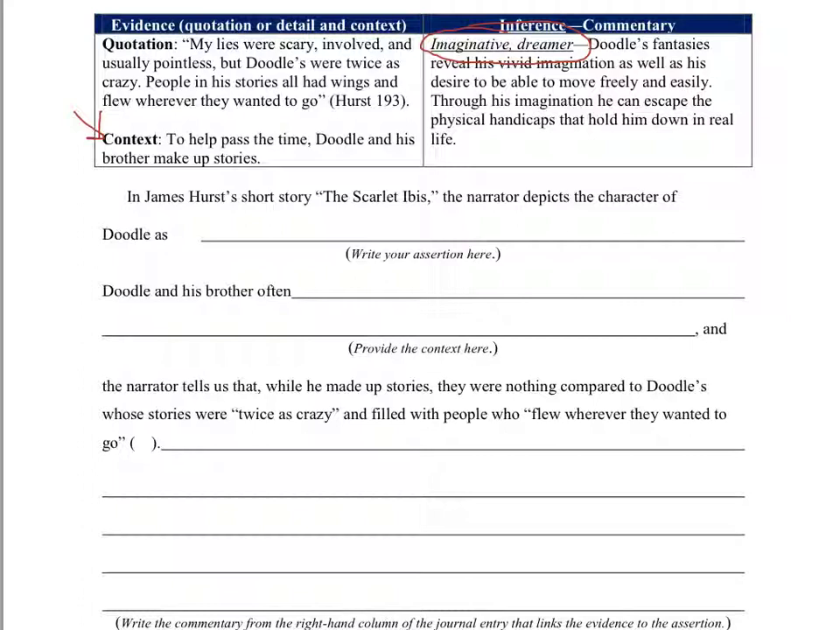Here's where you can see how you're going to end up with a nice long sentence because we've given the context, we have our comma, and the narrator tells us that while he made up stories, they were nothing compared to Doodle's, whose stories were twice as crazy and filled with people who flew wherever they wanted to go. We need to put our page number in here, and we can get that from the dialectical journal also.